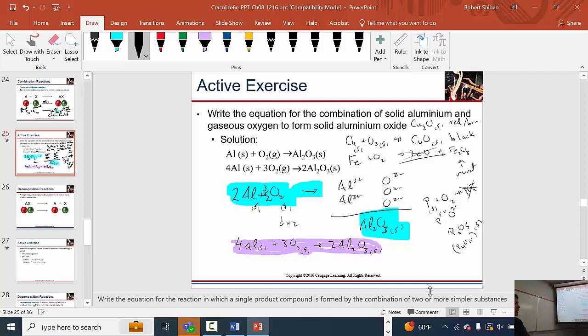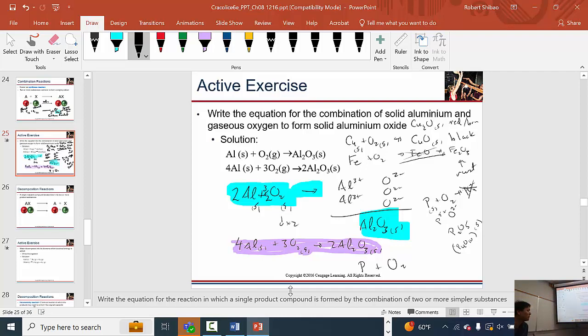And so what do you name P2O5? What's the name of that? Diphosphate? That's correct. You guys hear that? Diphosphorus pentoxide. And so let's balance this equation.